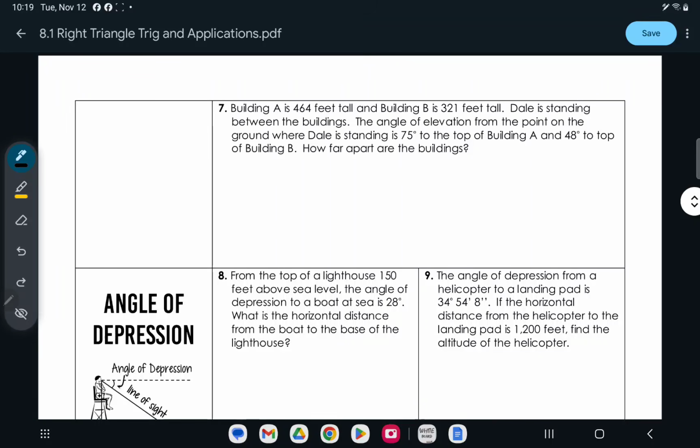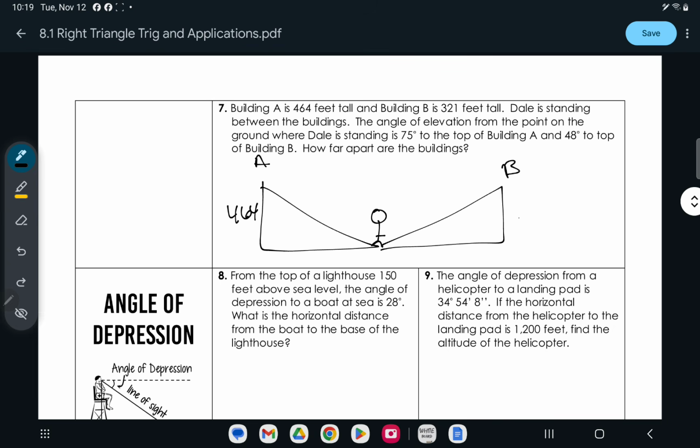Building A is 464 feet tall. Building B is 321 feet tall. Dale is standing between the two buildings. So we'll make this one A, so 464. Make this one B, 321. The angle of elevation from the point on the ground where Dale is standing is 75 degrees to the top of A and 48 to the top of B. How far apart are the buildings?